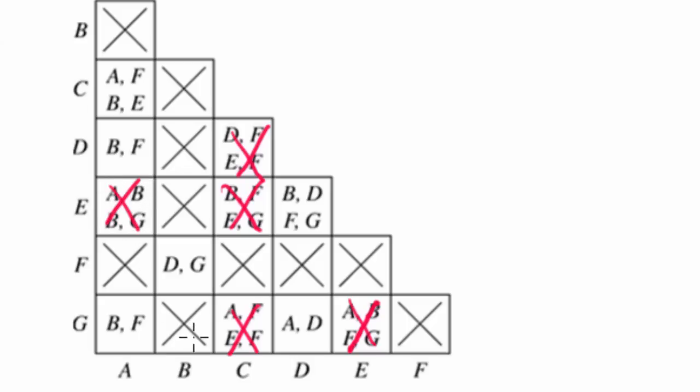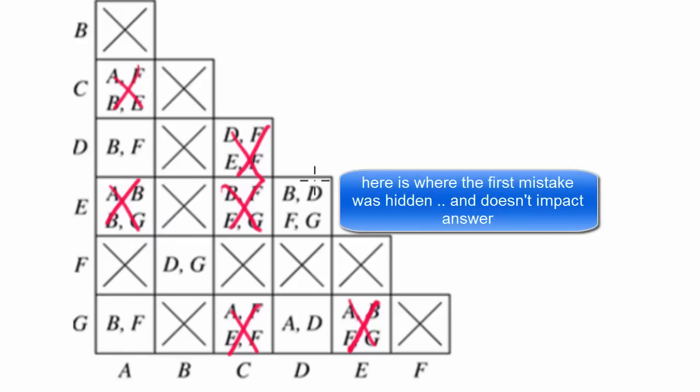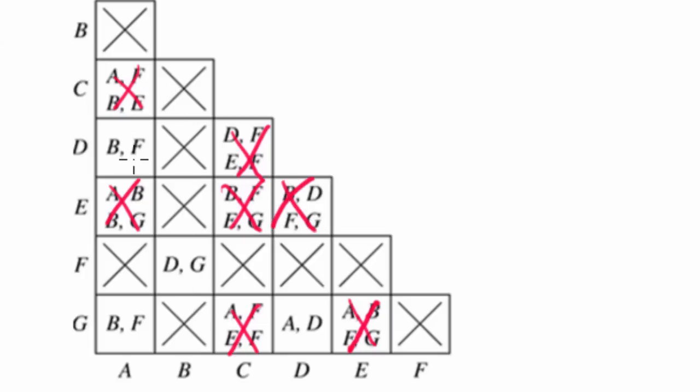B and G. So right here, B and G. B and F can still equal each other. B and E. That one. B and D. No. B and D. B and C.